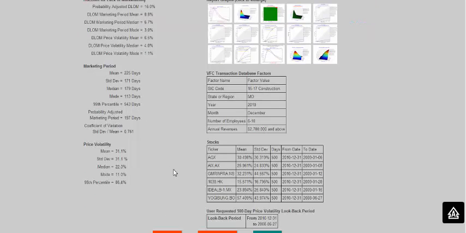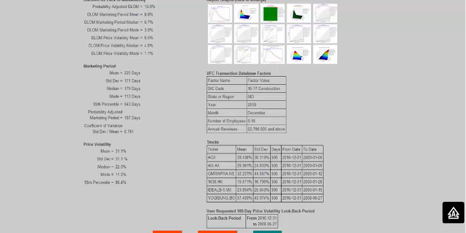And the third section on the left side provides price volatility statistics. The mean price volatility is 31.1% with a standard deviation of the same. The median price volatility is 22%. The most frequent price volatility is 11%. And there's a 5% probability that price volatility would be greater than 86.4%.